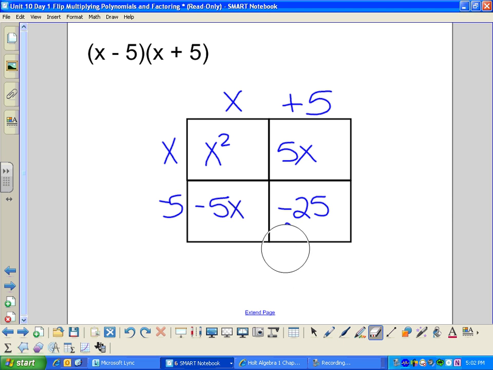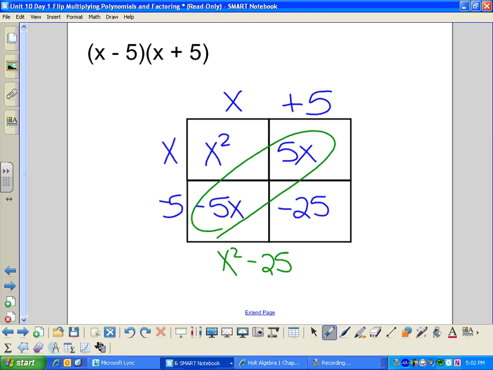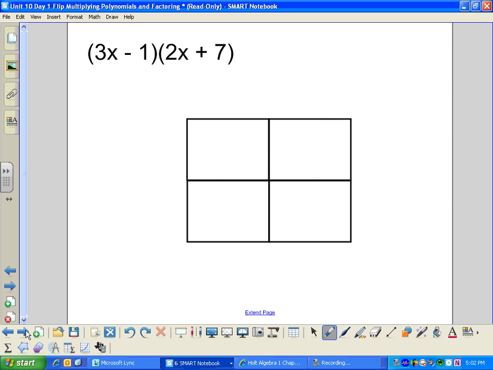Let's combine my like terms. Ooh, this is going to be interesting. I end up with x squared, negative 5x plus 5x is 0. So I end up with x squared minus 25. I like that. You're going to notice that you end up with 0 when you combine these terms whenever you have a negative something and positive that same something. You end up with a 0 in the middle.